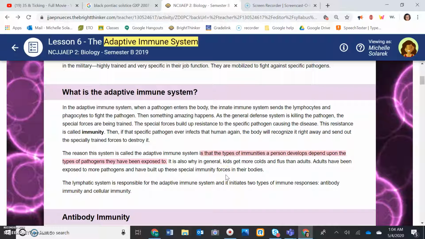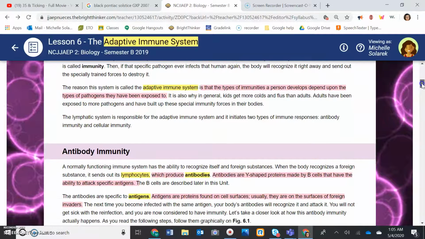What is the system that the types of immunities a person develops depends upon the types of pathogens they've been exposed to? Our answer should have been in yellow, and it's not, so let me put it in yellow. The adaptive immune system. The reason it's called the adaptive immune system is that the types of immunities the person develops depends upon the types of pathogens they've been exposed to.